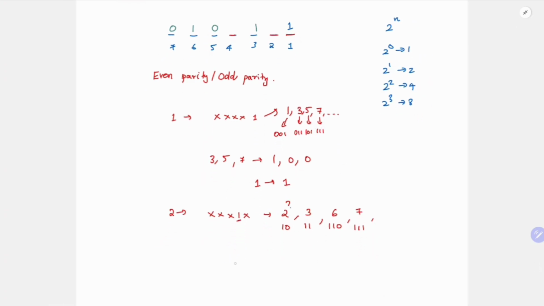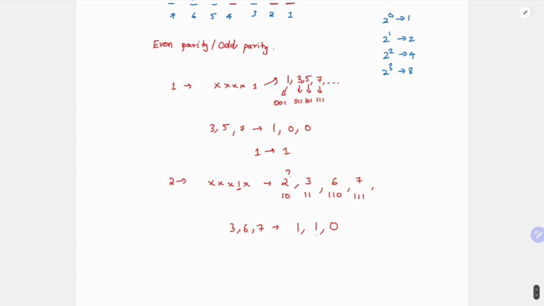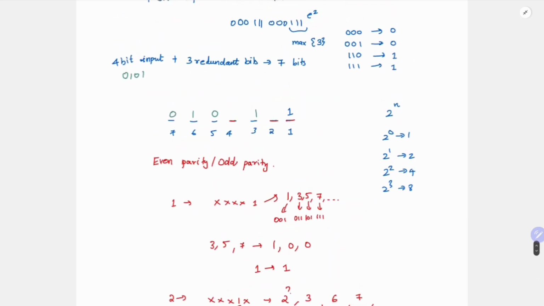Okay, so here what all do we have? We have 3, 6 and 7 only. At 3 we have 1, at 6 we have 1, at 7 we have 0. So it already has an even number of ones. So your 2 should take the value 0. So here we need to put 0.